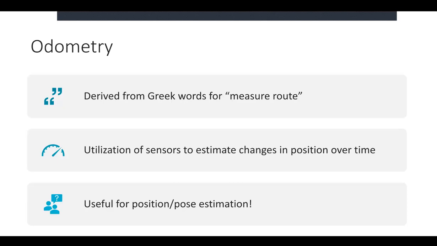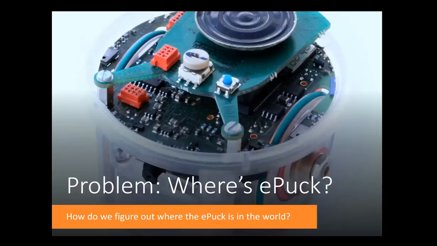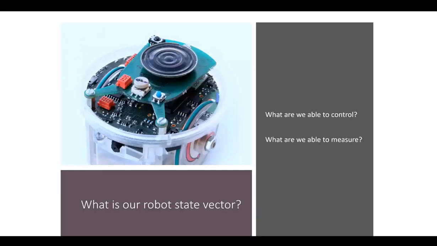We want to be able to figure out where our robot is so that we know how our motor commands actually impacted where it is in the world. And if we have that, we can make more complicated plans later. Okay, so how do we figure out where epoch is in the world? Well, first thing we need to figure out is what are we able to control?